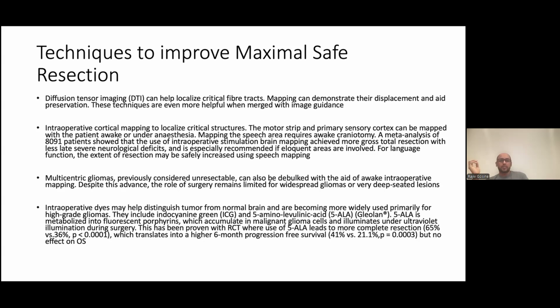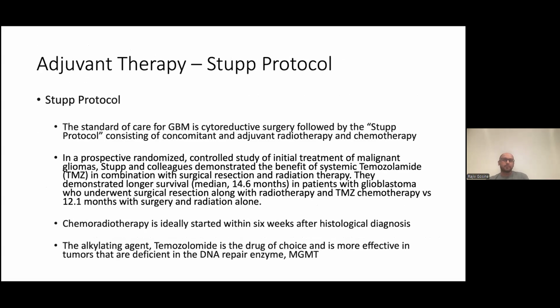It's been proven in an RCT that the use of 5-ALA leads to a more complete resection, 65% versus 30% in cases where it was not used, and this translates into a higher 6-month progression-free survival of 41% versus 21%, but there's no proven effect on overall survival.